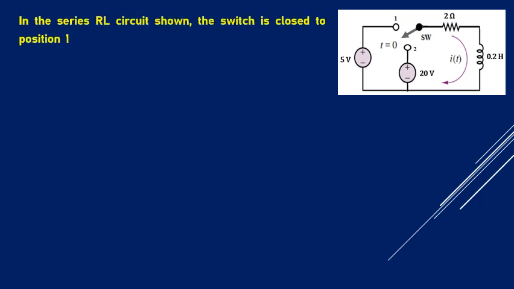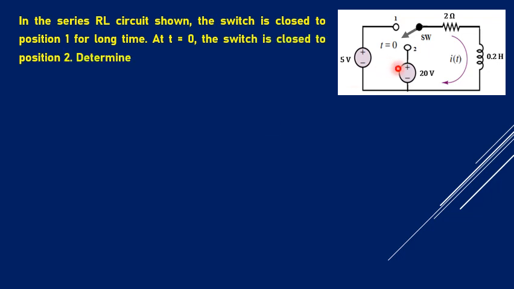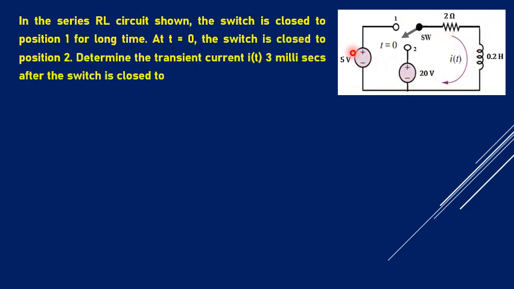So consider this RL circuit which is having two different voltage sources with a switch. In this circuit the switch is closed at position 1 for a long time, and at t equal to 0 the switch is closed to position 2. You're asked to find the current through the circuit when the switch is at position 2, and also 3 milliseconds after closing the switch to position 2, what is the current flowing through the circuit. This is what you are asked to find.